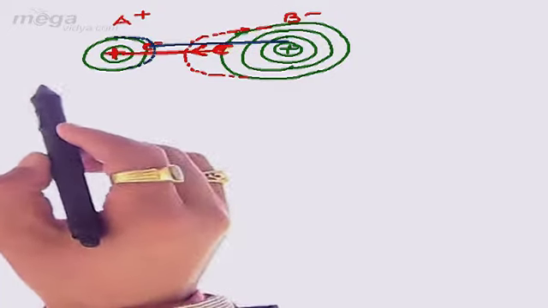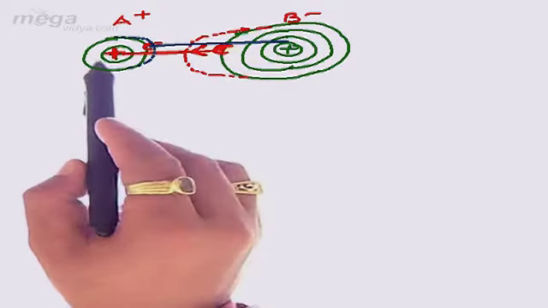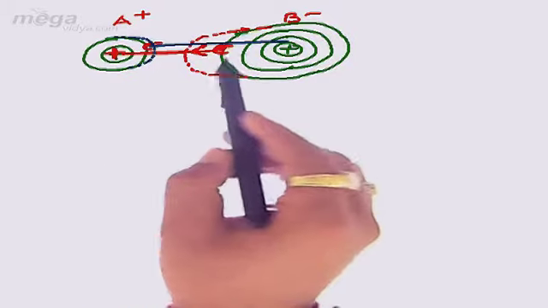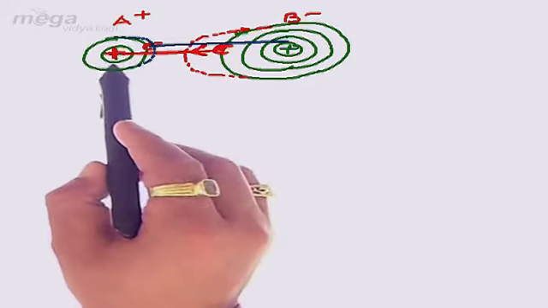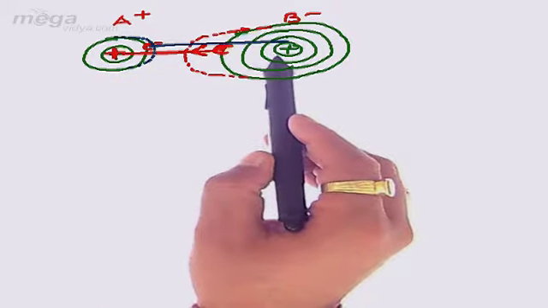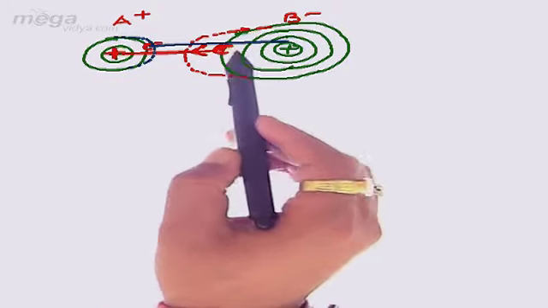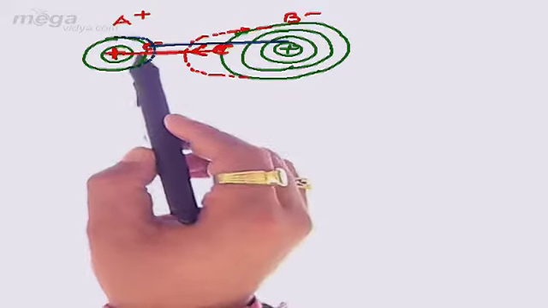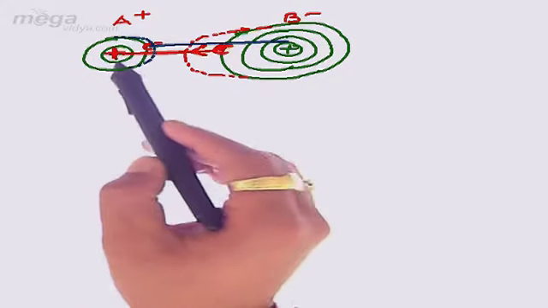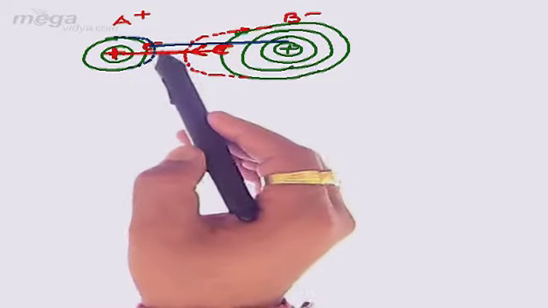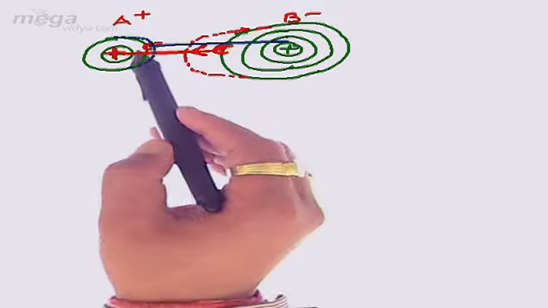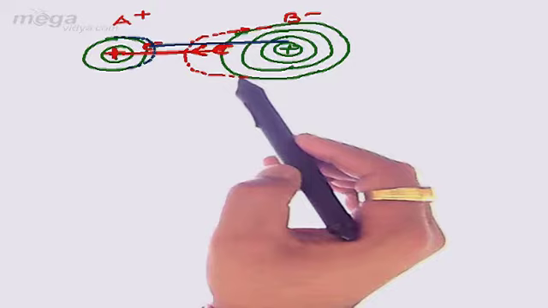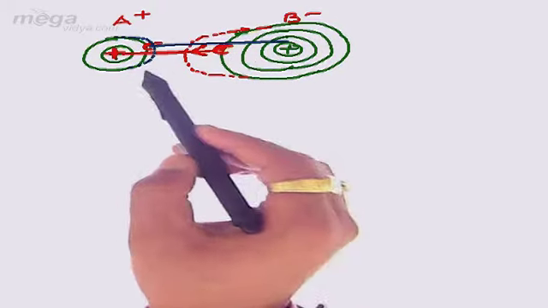So according to Fajan's rule, whenever two ions approach each other for bonding, we observe that the cation tries to distort the anion, and simultaneously the anion also tries to distort the cation. But due to the smaller size of the cation, the distortion made by the cation to the anion is more significant, and the distortion made by the anion to the cation will be of less significance due to its larger size. That is called Fajan's rule.